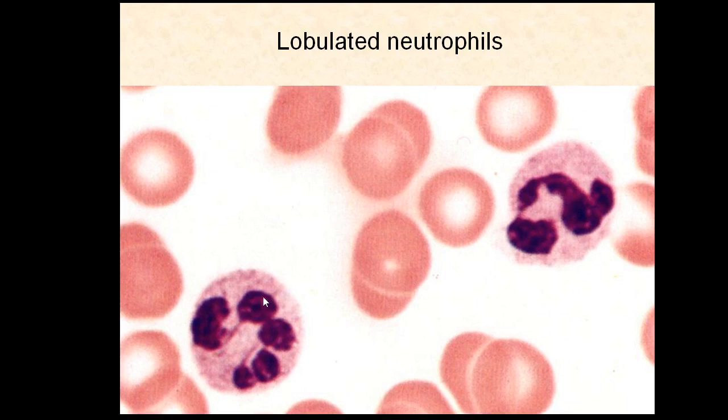You can see that in the cytoplasm of these cells there are very small granules like dust. Some of them are red, some of them blue, and that's why these cells appear with a neutral look. It is neutrophils.